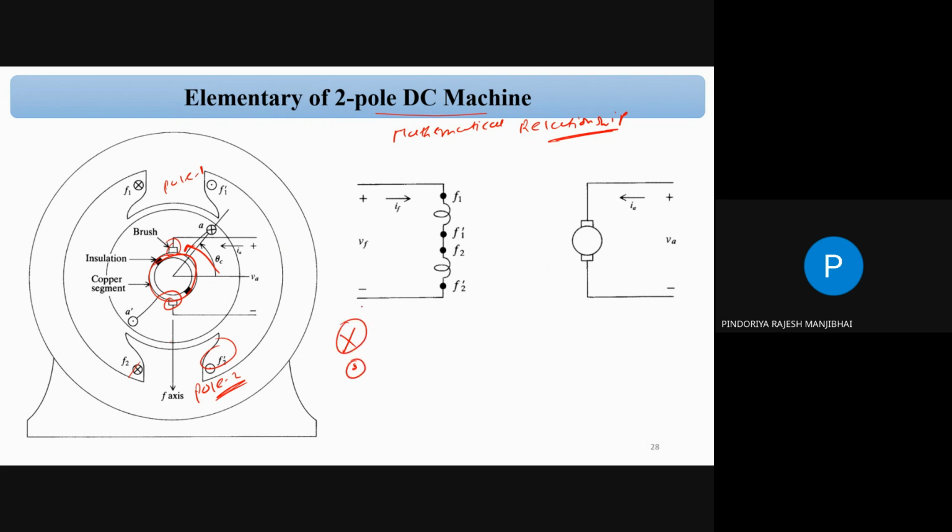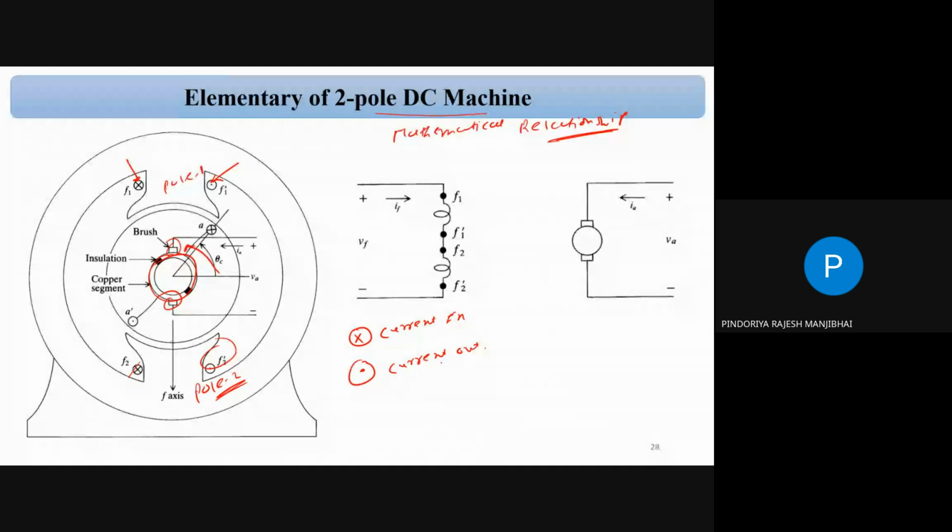What is the meaning of cross and dot in the case of the stator winding or rotor winding? Any idea? Here is a cross and here is a dot. What is the meaning of cross? Current in or current out, probably. Current in, sir. And dot means current out. Yes, that is correct.